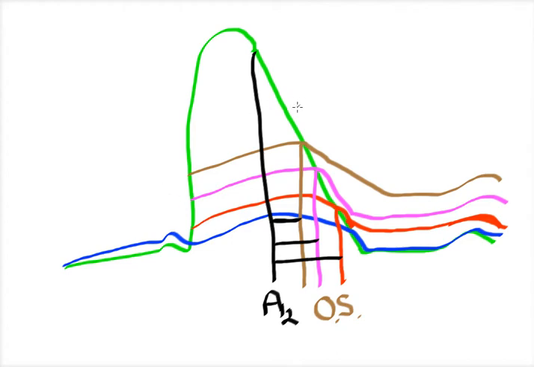Okay, so when we look at the physical exam of mitral stenosis, the first thing we want to make sure that we realize is that there is an OS, and two, that the severity of mitral stenosis can be graded by the distance between A2 and OS. So what else can we hear in the physical exam?